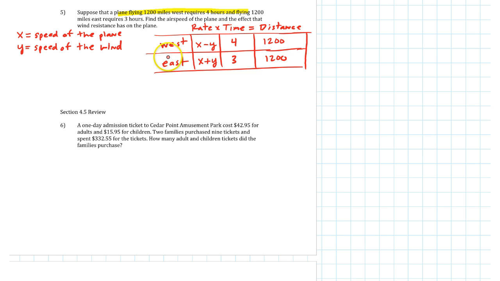Now we can use this little box setup to create our equations. So one equation is going to be x minus y times 4 equals 1,200, and I can simplify this by distributing and get 4x minus 4y equals 1,200. Okay? Then to make this problem easier, I'm going to divide all of these by 4, since they're all divisible by 4, and I get x minus y equals 300.